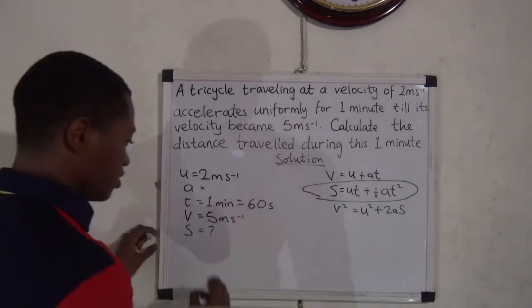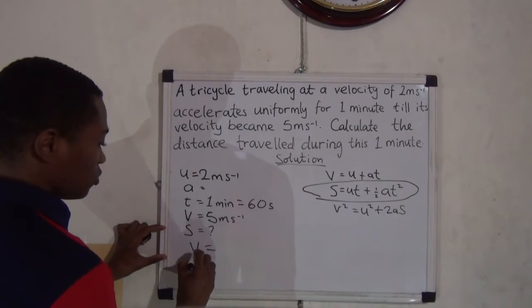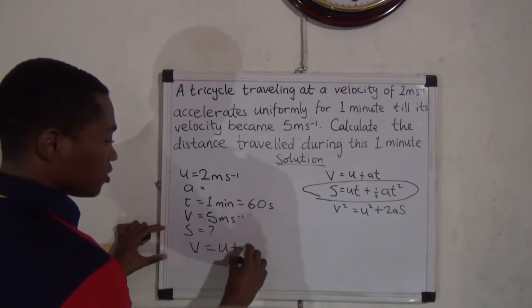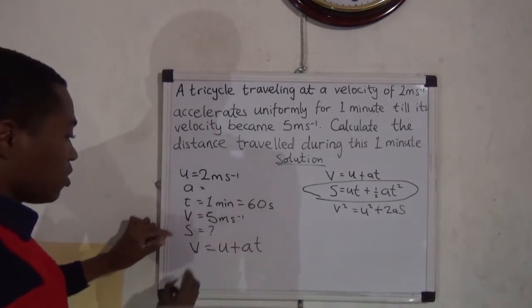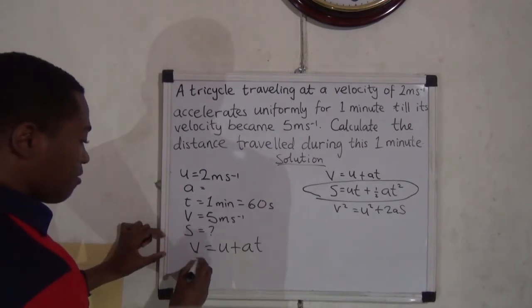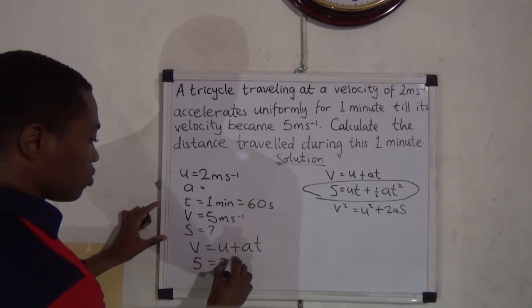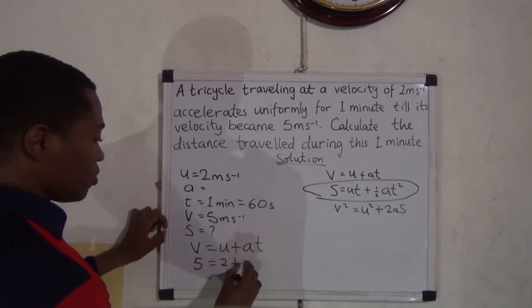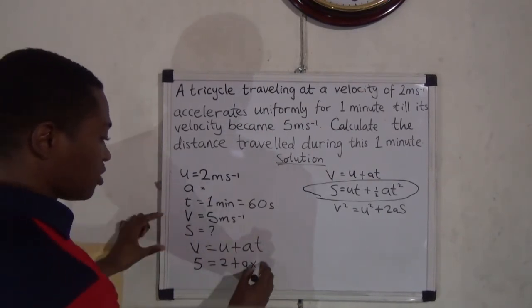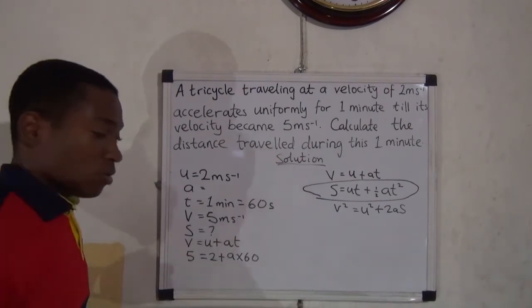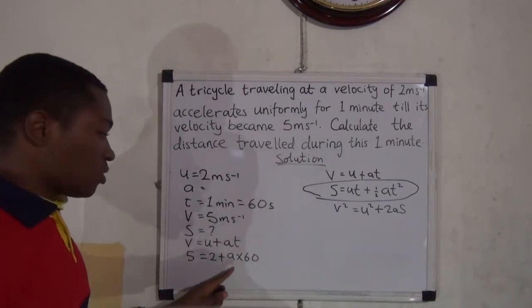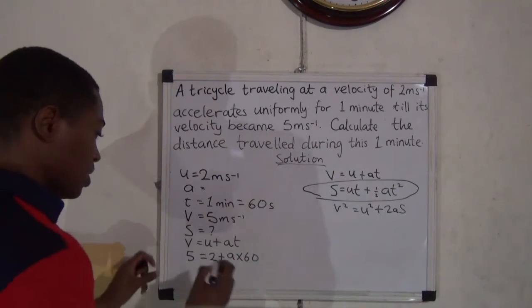So we can take this, V equals U plus A T. What's our final velocity? 5 meters per second. Initial velocity 2 plus acceleration unknown. What's the time? 60. So 5 is equal to 2 plus A multiplied by 60. That means 5.